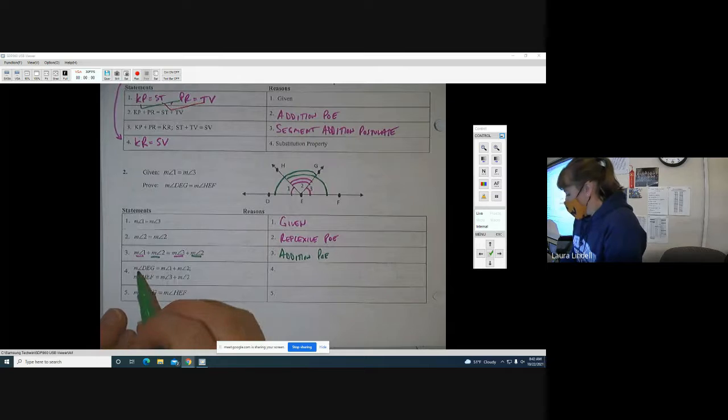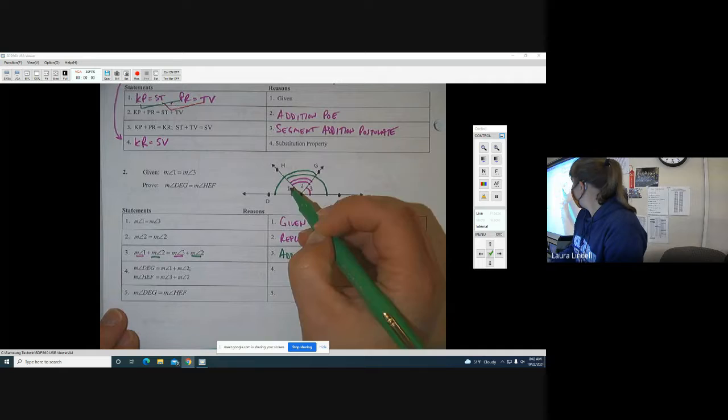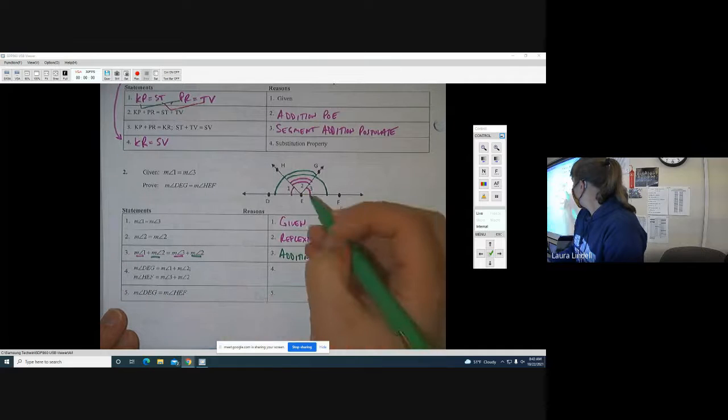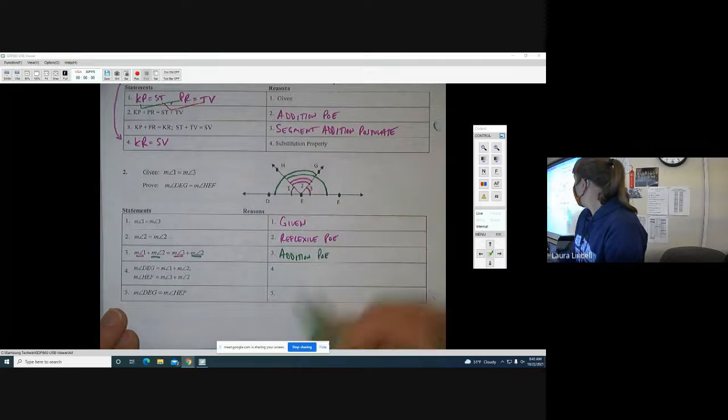With that, in step 4, we're told angle DEG is equal to angle 1 plus angle 2. And angle HEF is equal to angle 3 plus angle 2. What am I doing there? Sean, what do you think? Angle addition is exactly it.